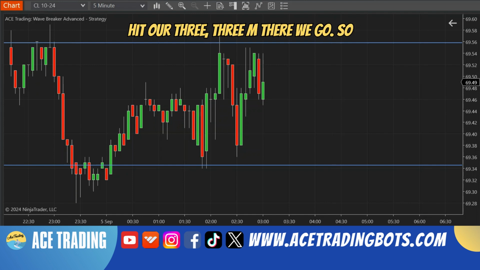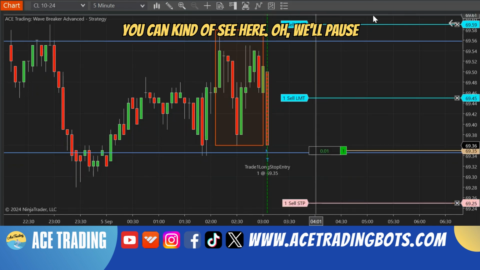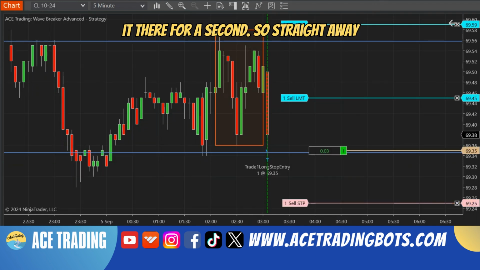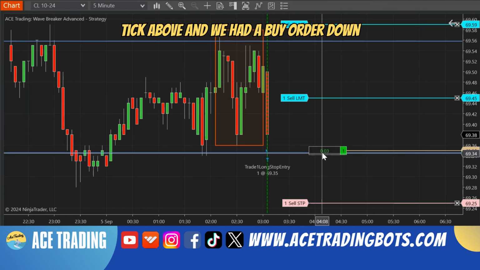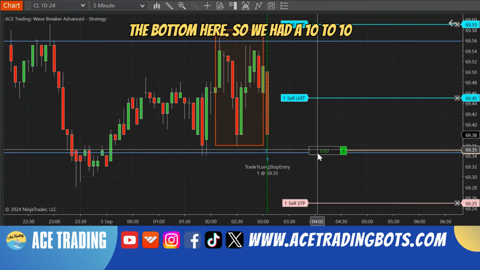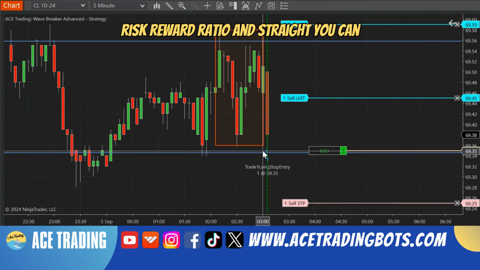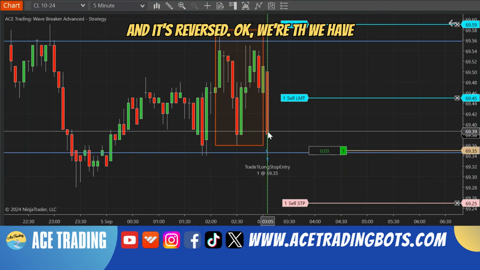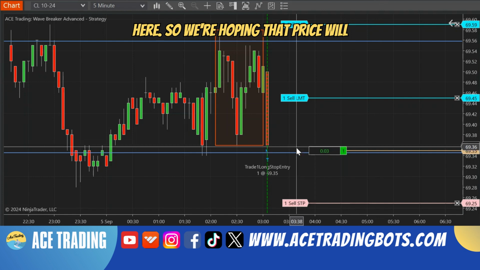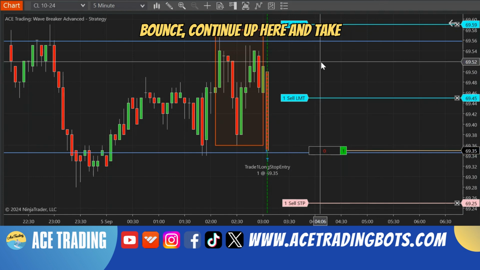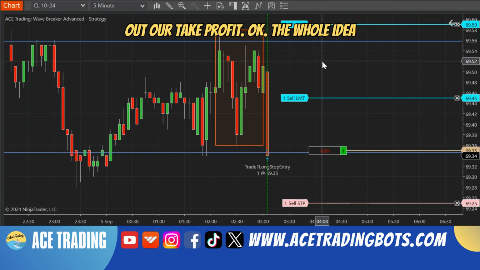So we hit our 3 a.m. There we go. We'll pause it there for a second. Straight away, we had a sell order up the top here, 1 tick above, and we had a buy order down the bottom here. So we had a 10-to-10 risk to reward ratio. You can see straight away, it bounced off the bottom and reversed. We are $30 in profit. Let's see what happens here. We're hoping that price will bounce, continue up here, and take profit.